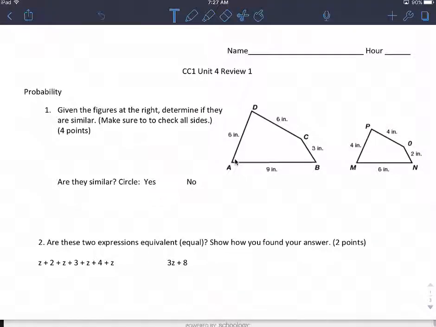Okay, this is the CC1 Unit 4 review. The first question says, given the figures at the right, determine if they are similar. Make sure to check all sides. Okay, so first of all, we need to figure out our corresponding sides.